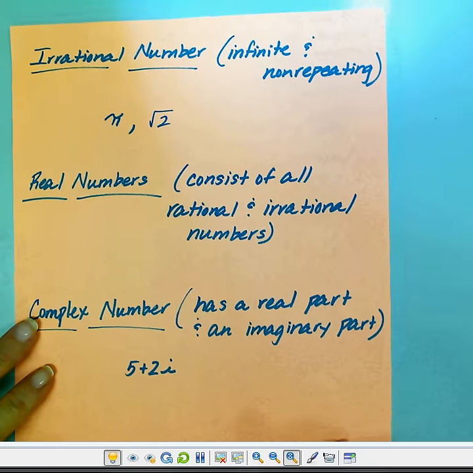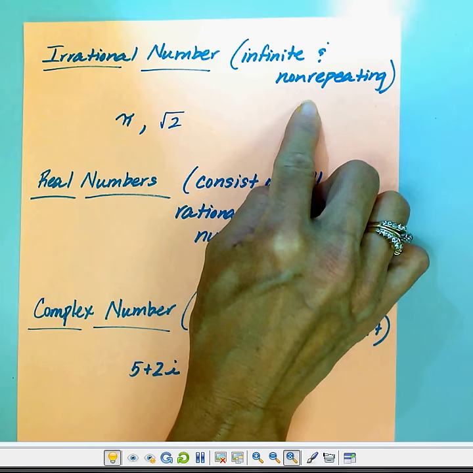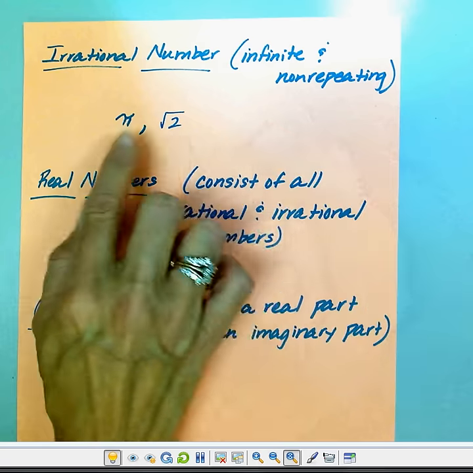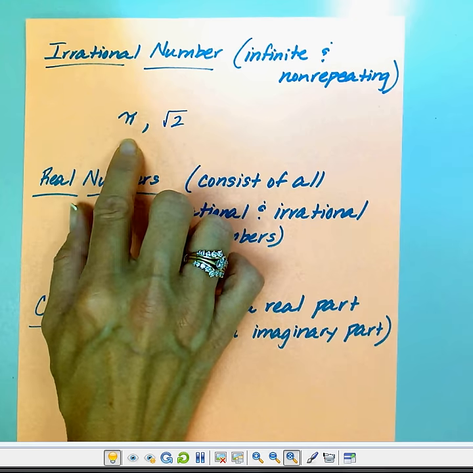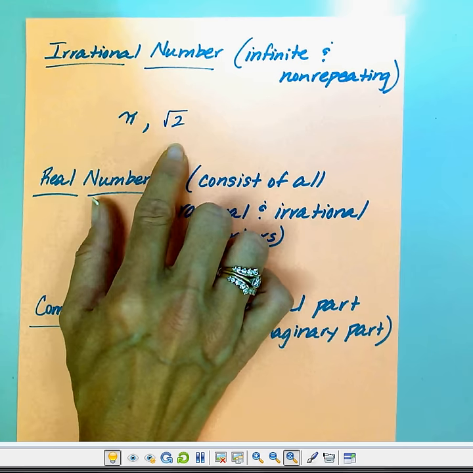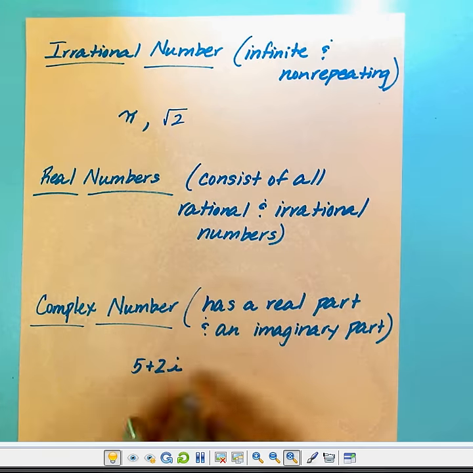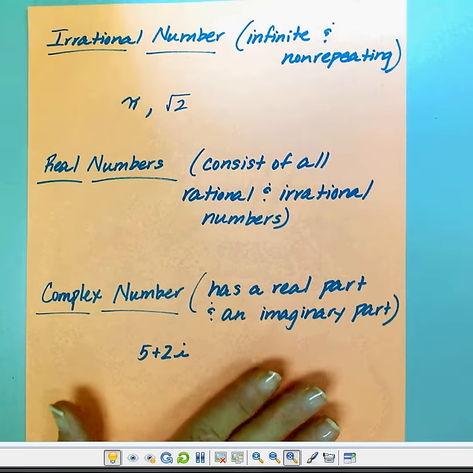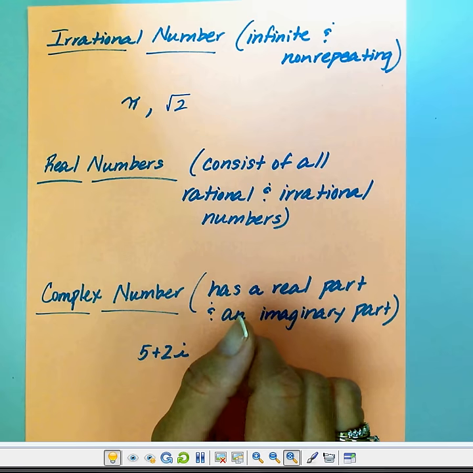The set of irrational numbers, and again, two key words to help you remember the definition of irrational: infinite and non-repeating. The two most common examples of irrational numbers are pi, which we definitely know is infinite and non-repeating, and any square root of any non-perfect number is an irrational number. We also have the set of real numbers as defined of consisting of all rational and irrational numbers.